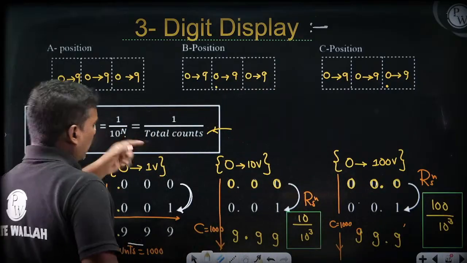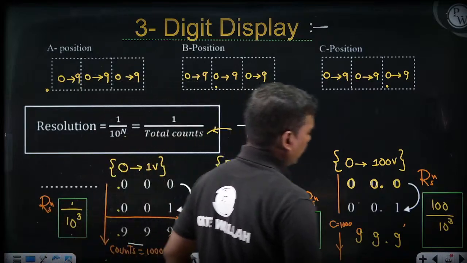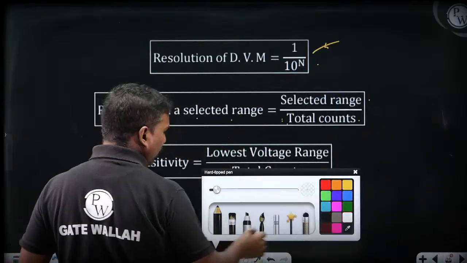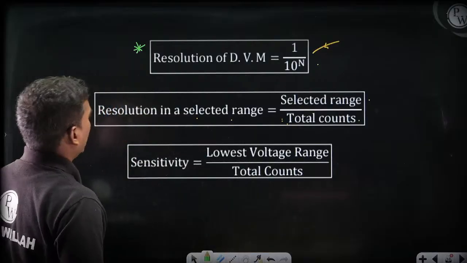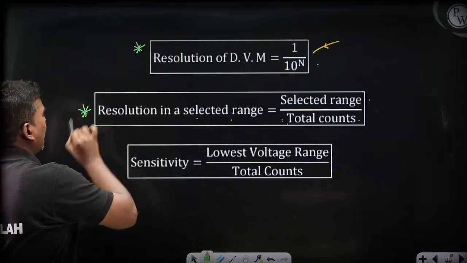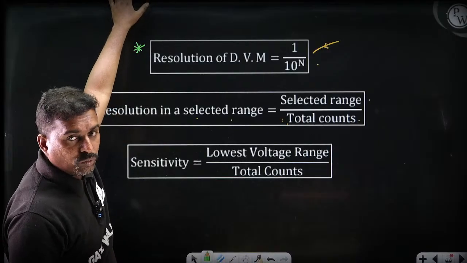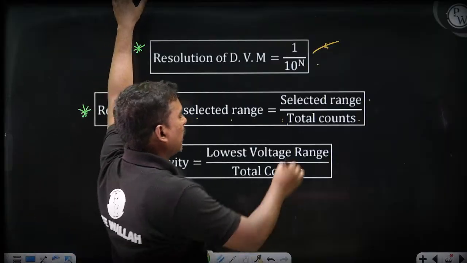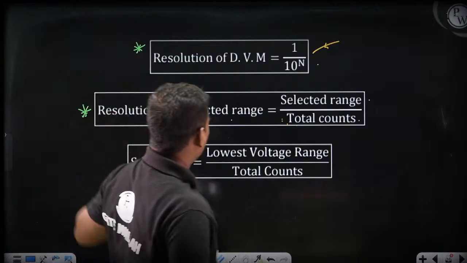If the position selection switch is not given, we can go for 1 by 10 power 3. So that is a count. Now, the resolution of a digital voltmeter is 1 by 10 power n. Resolution in a selected range, that means 0 to 1 volt, 0 to 10 volts, 0 to 100 volts, is the selected range by total counts.